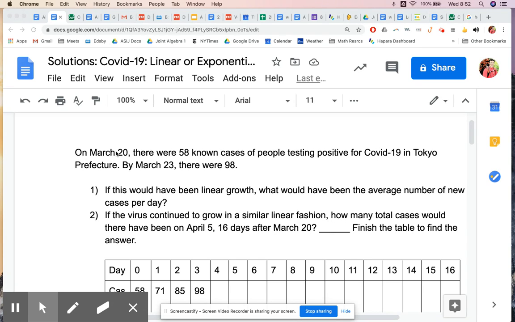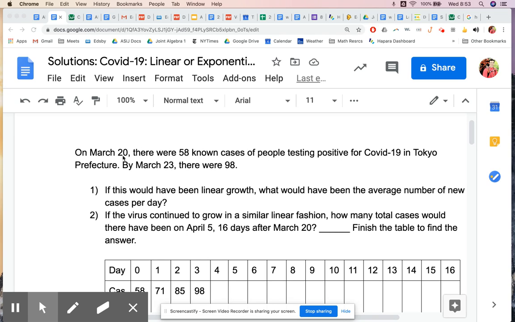little bit. So on March 20th, we knew that there were 58 known cases of people testing positive for COVID-19 in the Tokyo prefecture. By March 23rd, there were 98. So it's gone up in 3 days from March 20 to March 23rd. We went up from 58 to 98. That's by 40 cases. So 40 cases in 3 days.